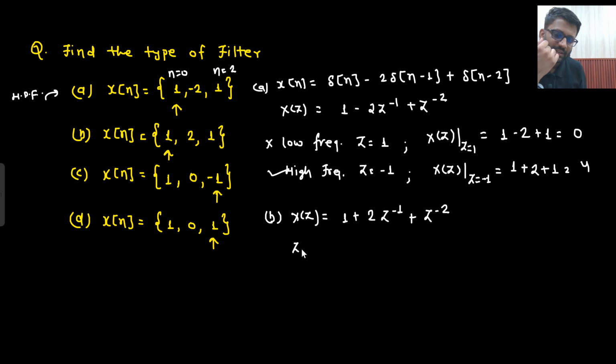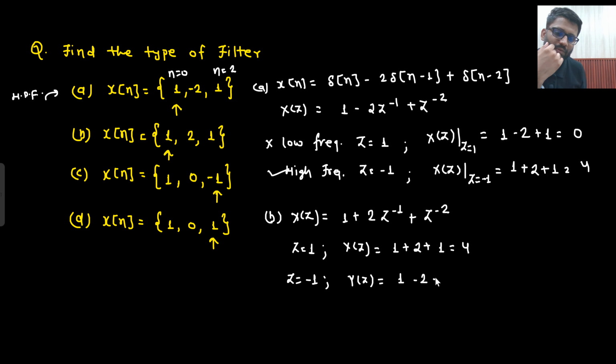So low frequency means z equals 1. So x of z, you can clearly see that it will be passed. And high frequency means z equals minus 1. So 1 minus 2 plus 1, because minus 1 square would be plus 1 only. So you can see that it is not being passed. So here what you can see, low frequency is being passed but high frequency is not being passed. What does that mean? It is a low pass filter.